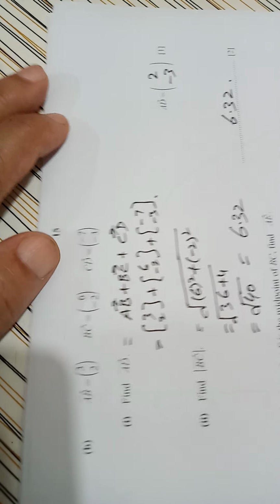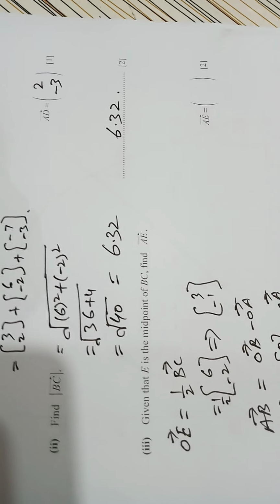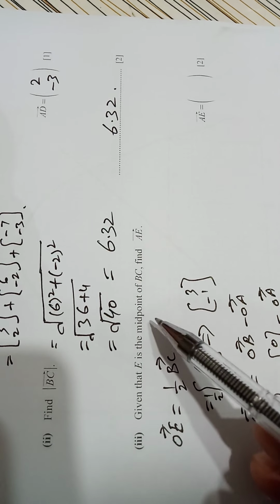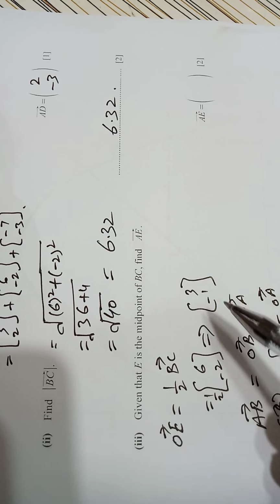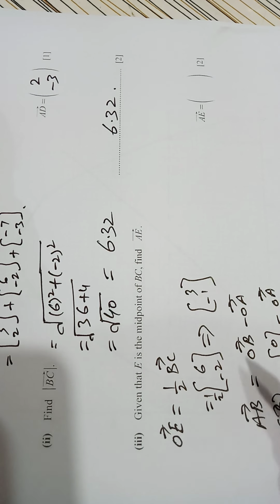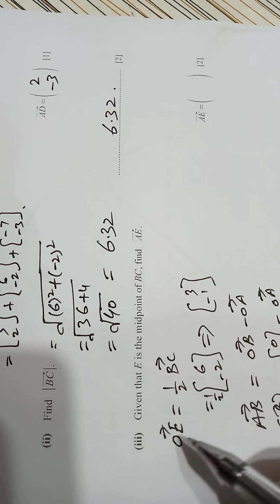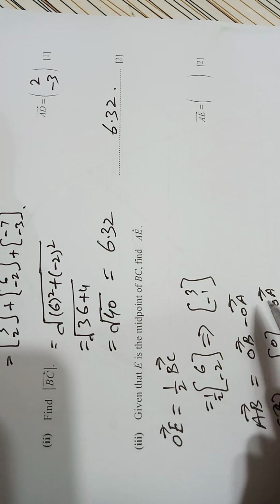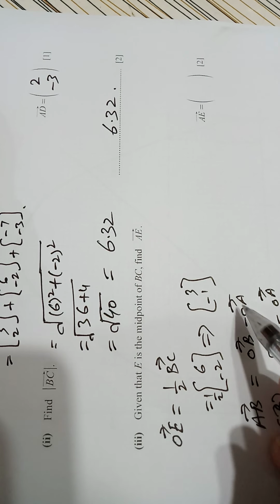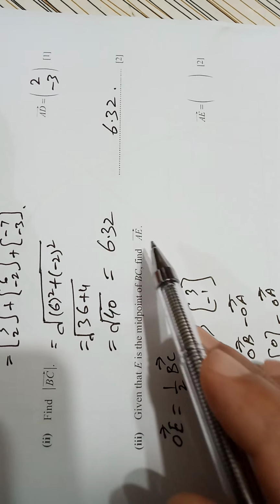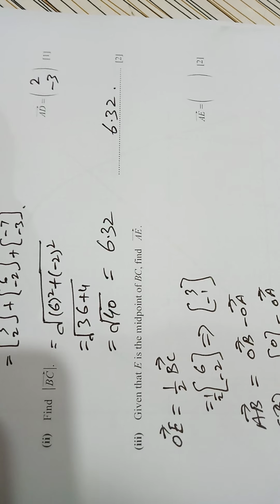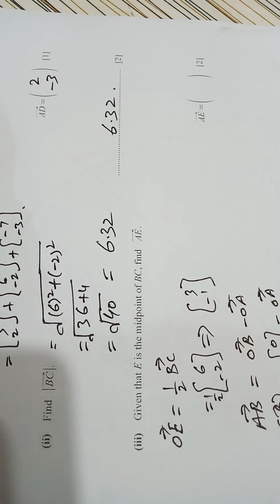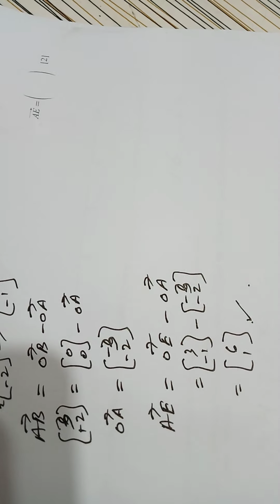Now E is the midpoint of BC. So in this we will use the position vectors method. OE is equal to half of BC, so this will become 3 and minus 2. Again AB is equal to OB minus OA. Asking for AE, AE is equal to OE minus OA. So your answer will be 6 and 1. You can see the solution.